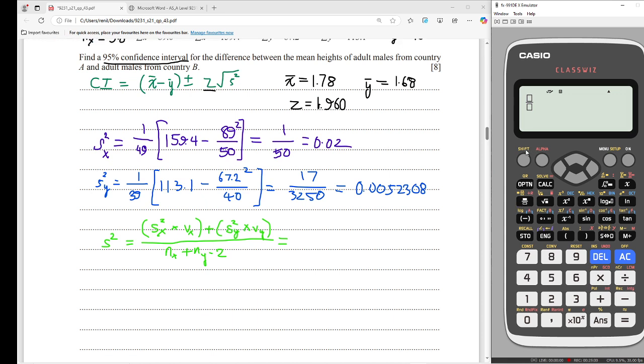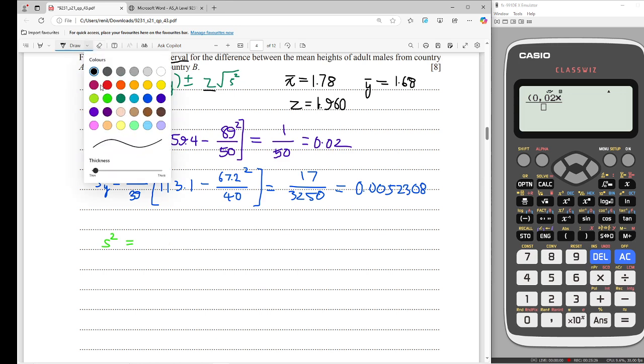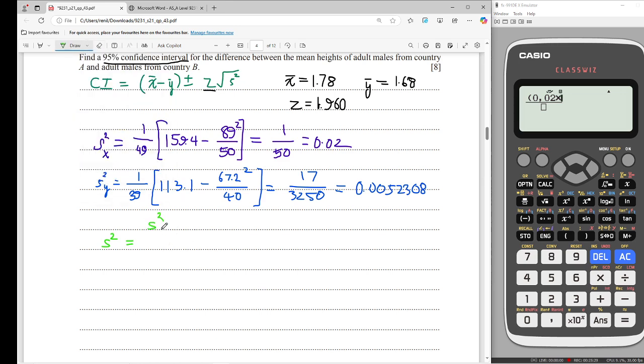Okay, so we have here s2 of x, which is 0.02, multiplied by degrees of freedom of x, or n minus 1, which is just 49. Wait, this is the pooled variance formula. We don't need this formula. For the unbiased estimate formula, all we need is s2x by number of terms of x plus s2y divided by number of terms of y. Got a bit mixed up there.